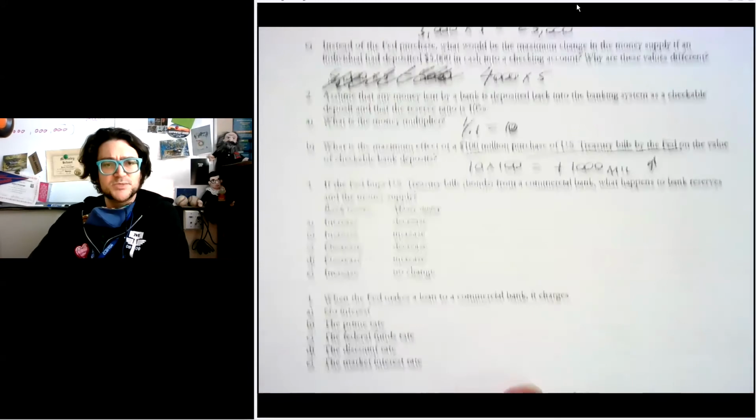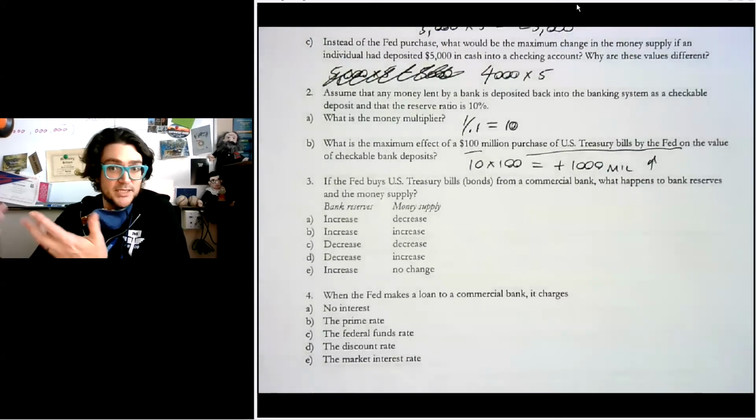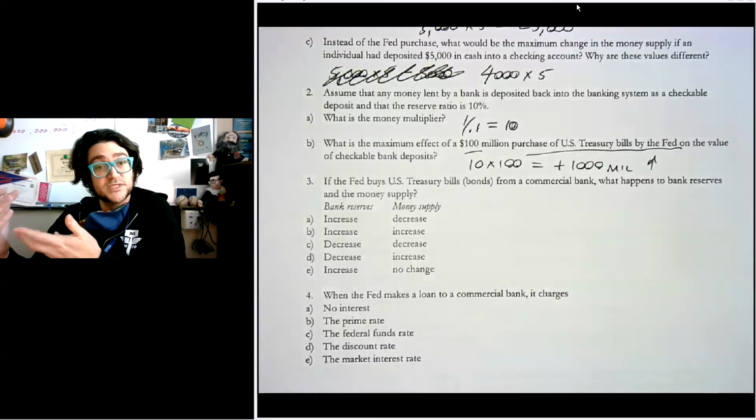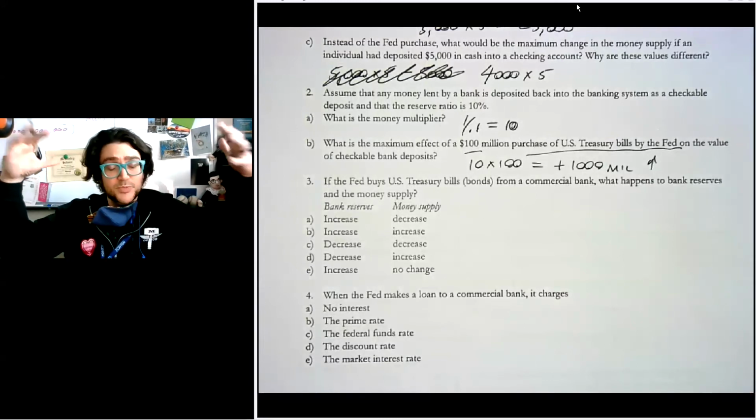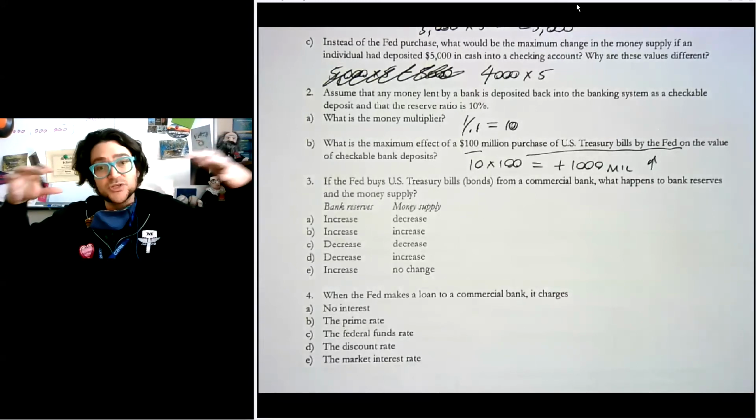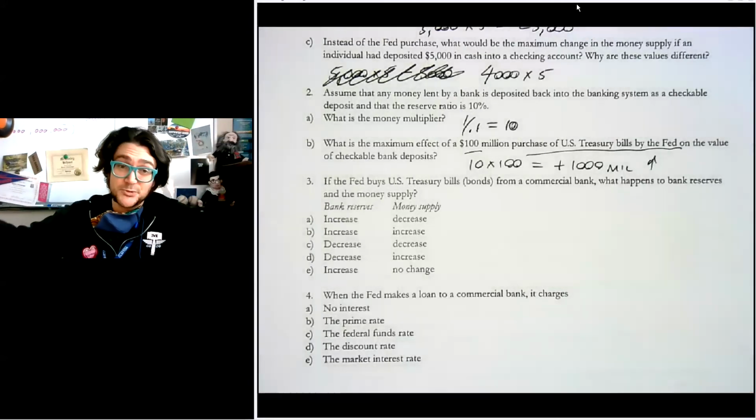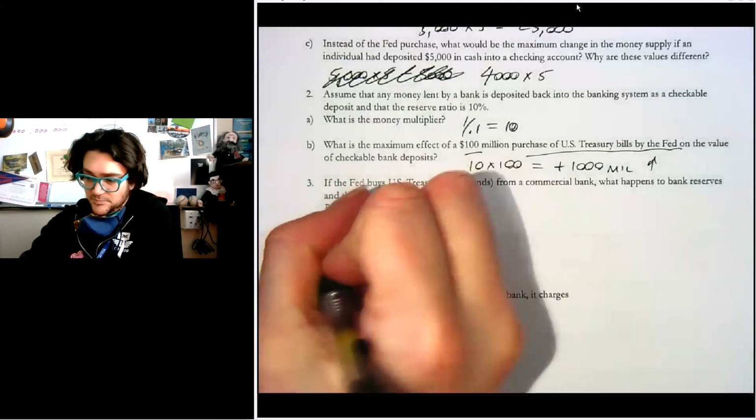Third, this is our multiple choice practice. If the Fed buys treasury bills, bonds, the Fed buys bonds, what happens to bank reserves and the money supply? Bank reserves get bigger because that's literally how it functions. And the money supply gets bigger because now there's literally more money. So the correct answer is B.